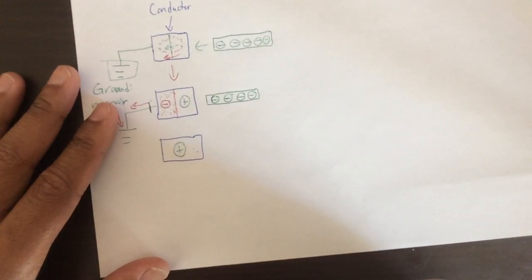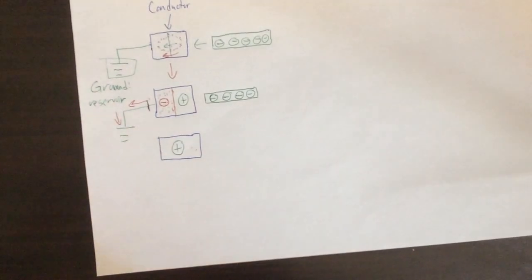Those are all the topics we're going to go over. We went over what a conductor, an insulator, and a semiconductor are. We talked about the process of induction and how it differs from the process of conduction with regards to charging an object. So that concludes this video, guys.